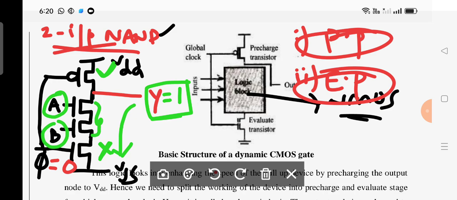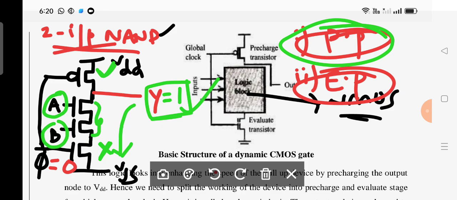Is it clear? That means it is not depending on the inputs. Even though inputs are not applied, it is moving to whom? 1. That is an important point you have to talk about. That's why it is known as what phase? Pre-charge phase. Is it okay? Now shall we see about the evaluation phase?